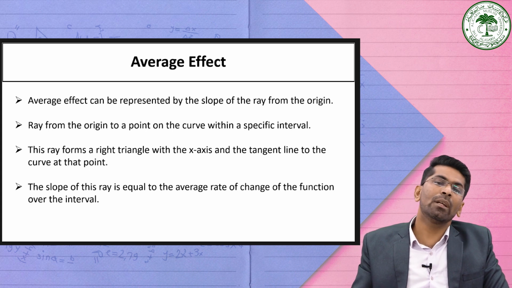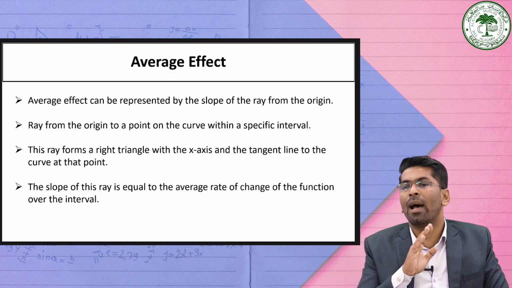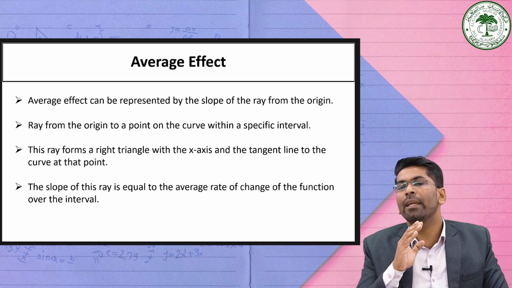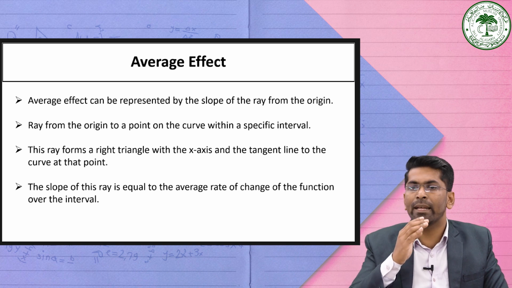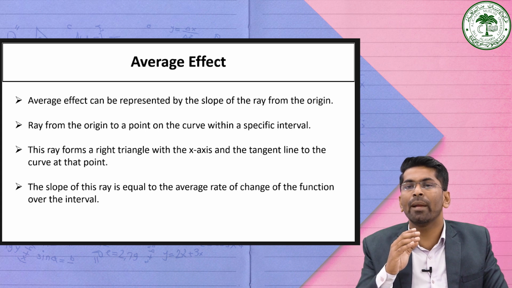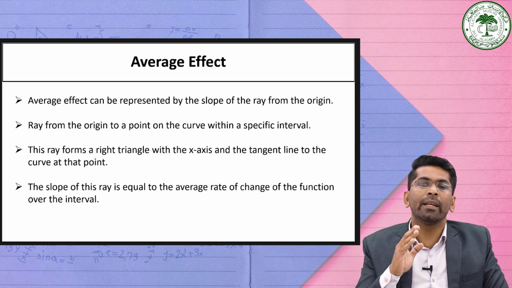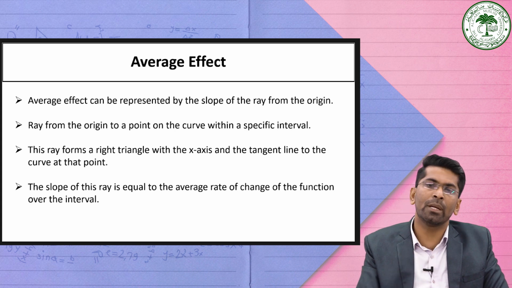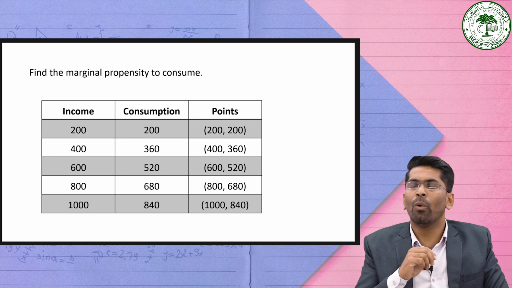So it measures how the function changes on average as the independent variable, or x axis, changes. And by calculating the rise, that means the vertical change, over the run, that is the horizontal change, on the ray, you get the average rate of change, or the average effect of a function over the given interval. We will consider some examples so that it will be more clear.